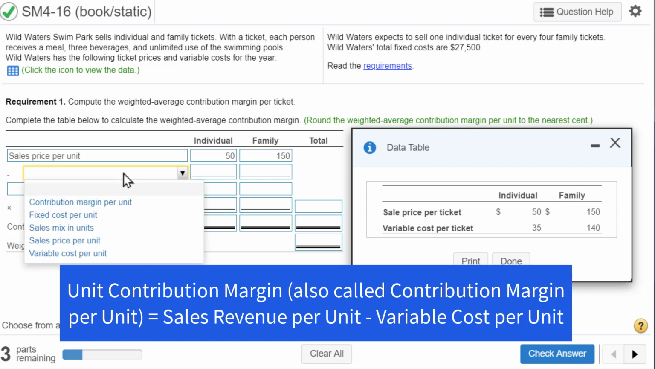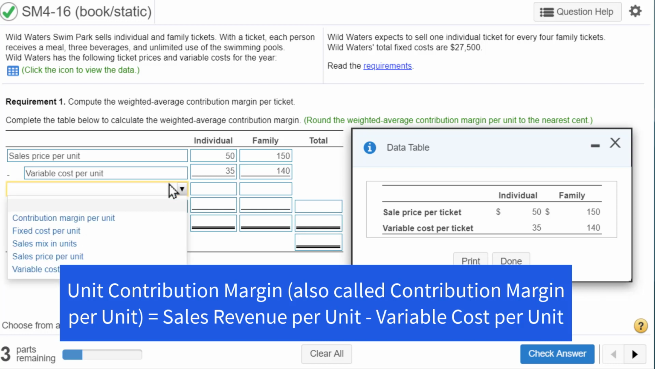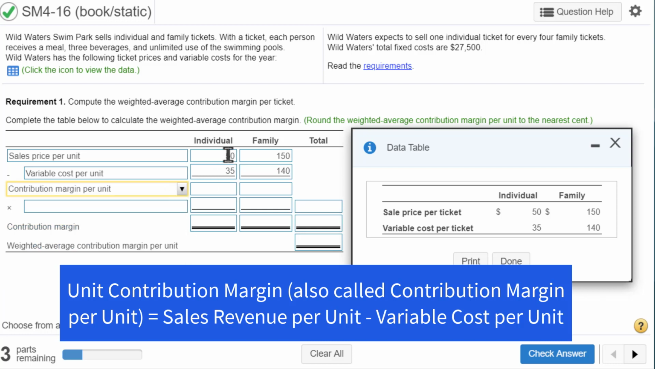And then we subtract the variable cost per unit, in this case variable cost per ticket. So for the individual it's $35, and for the family ticket it's $140. And that equals our contribution margin per unit. So 50 minus 35 gives us $15 contribution margin for an individual ticket, and 150 minus 140 gives us a $10 contribution margin per family ticket.